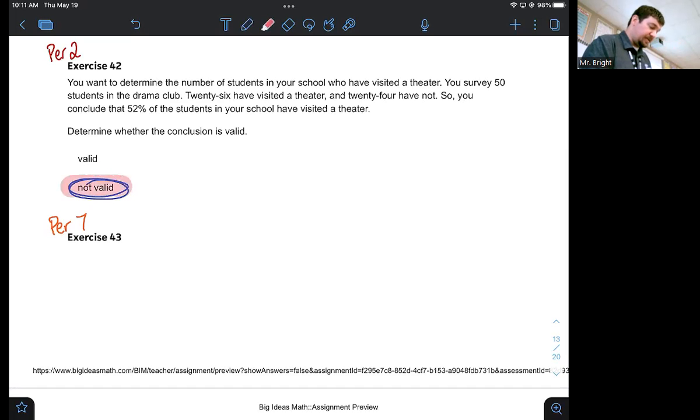Not valid because the sample only included students from the drama club. If we're being honest, they're probably more likely to go to a theater than anyone else. So if your population is the number of students in your school, and you only survey one particular part of that population, that is biased. And biased surveys give us invalid results.